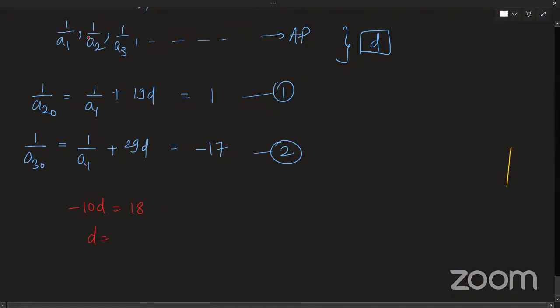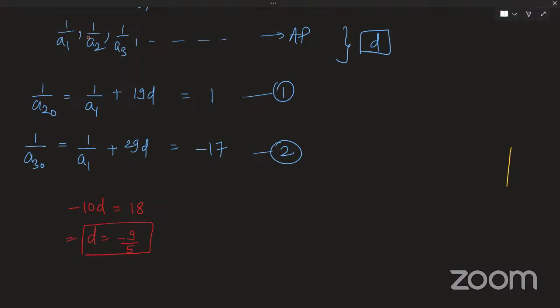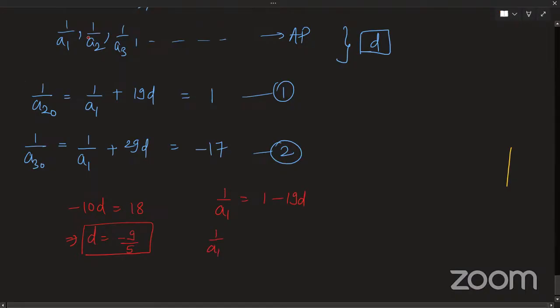So my D becomes minus how much? 9 by 5. D is minus 9 by 5. So if I know my D, do I know my A1 also now? My 1 by A1 is equal to 1 minus 19D. So 1 by A1 is equal to 1 minus 19 into minus 9 by 5. Right, everyone?